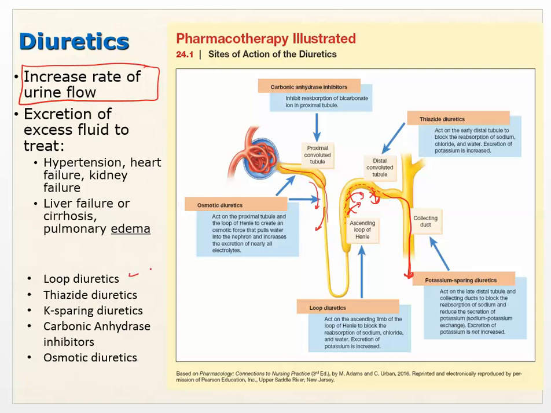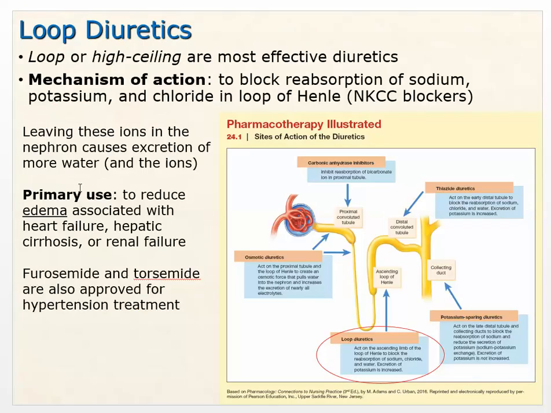Okay, so there are loop diuretics, thiazide diuretics, and potassium-sparing diuretics. These are the ones we're going to spend most of our time talking about. And you're going to have to know some of the prototype drugs for those. So we'll start with loop diuretics. Loop, or high ceiling as it's sometimes called. I usually hear it called loop, but high ceiling is the same thing. They are the most effective. Now that doesn't mean they're always the best choice. By most effective, that means that they're going to produce more urine.